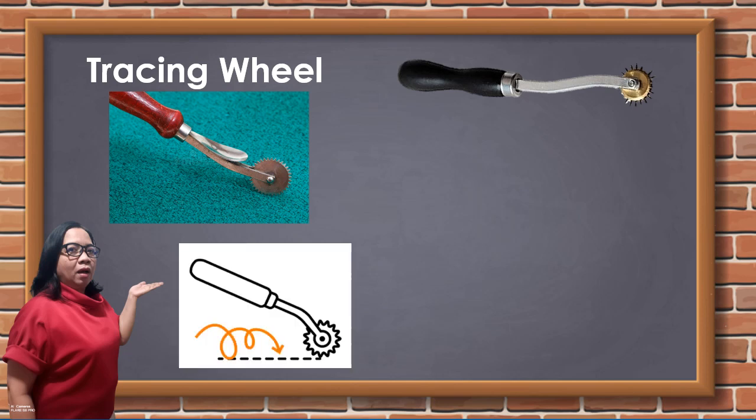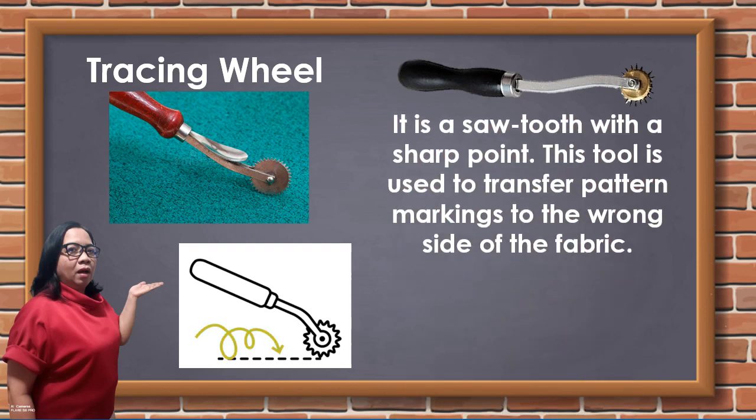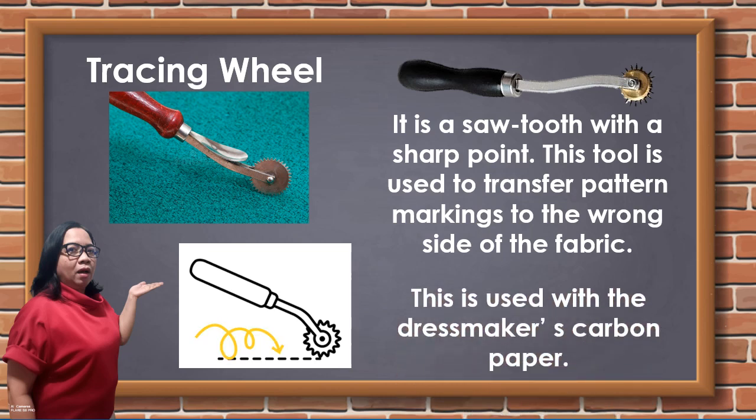Tracing wheel leaves marks like this on the fabric. It is a sawtooth with a sharp point. This tool is used to transfer pattern markings to the wrong side of the fabric. This is used with the dressmakers carbon paper.